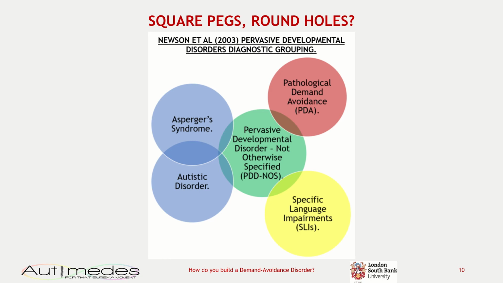This is a simplified diagram of Newton's diagnostic grouping. It's literally just the 5 constructs together. Newton views pervasive developmental disorders not otherwise specified to be anyone who doesn't meet the threshold for either Asperger's or autistic disorder, specific language impairments, or PDA. So it's much broader and includes non-autistic people.